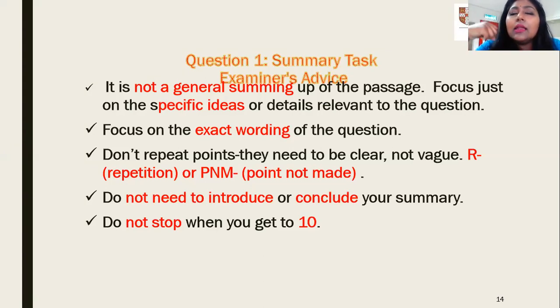And in case you have repeated ideas in your answer, then the examiner would put R, that means repetition, or PNM, that means point not made. So you do not need to have an introduction and conclusion for your summary. And even though you are advised to get about 10 points, try to get more than 10. Or maybe you can even put up to 12 points in your summary writing.